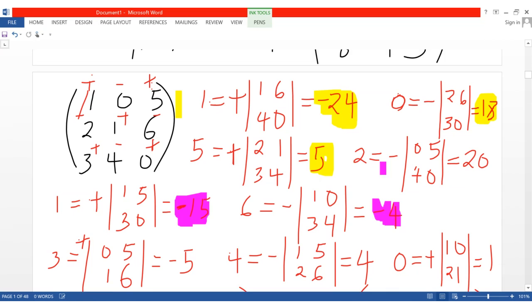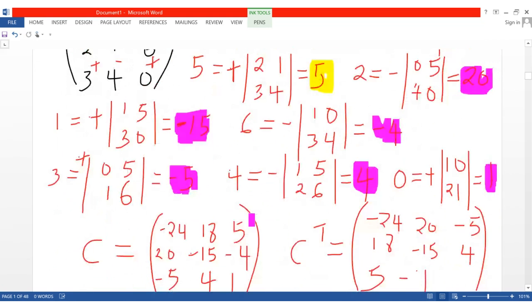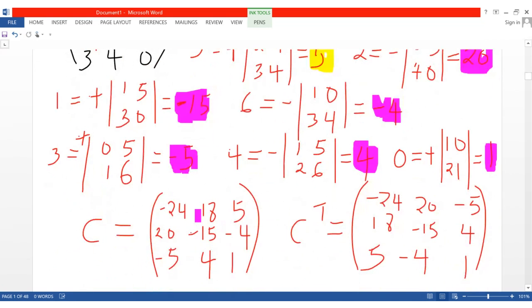After blocking, we get all these values in yellow and purple. The ones in yellow were to assist us to get the determinant. You get all those values, they're supposed to be 9 of them. Then from there, you get the matrix of cofactors by listing the values that you had gone across from left to right: -24, 18, 5. These are the values that we got.